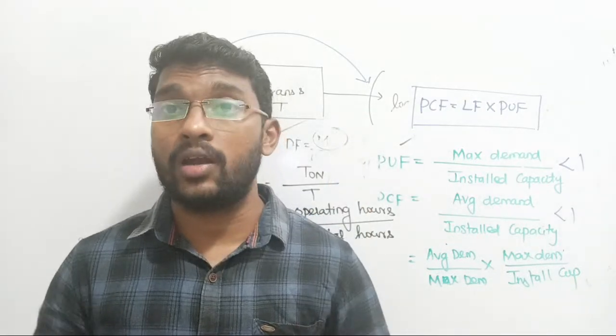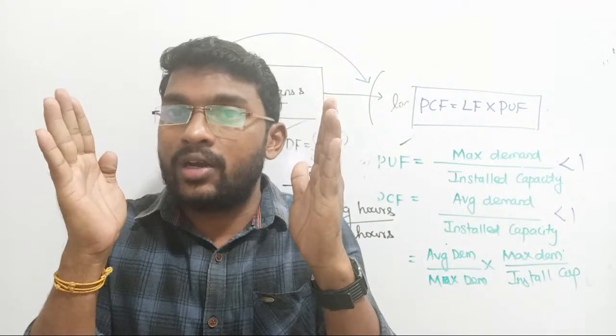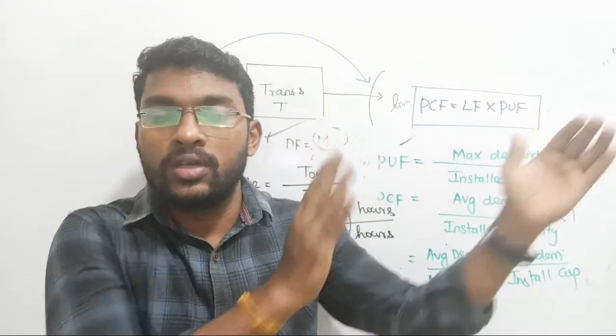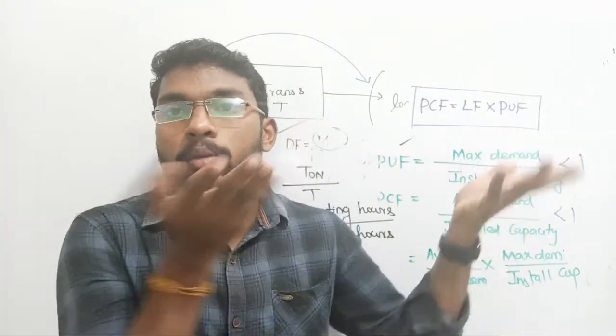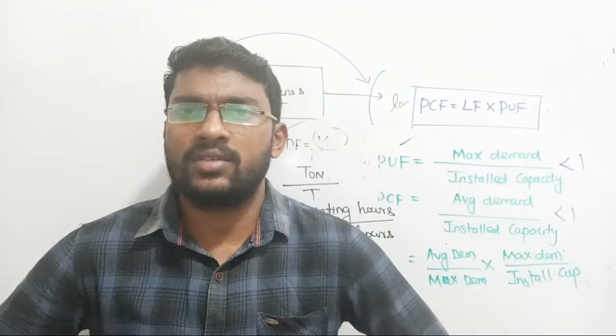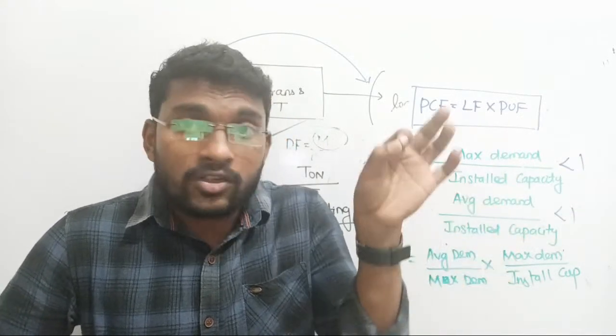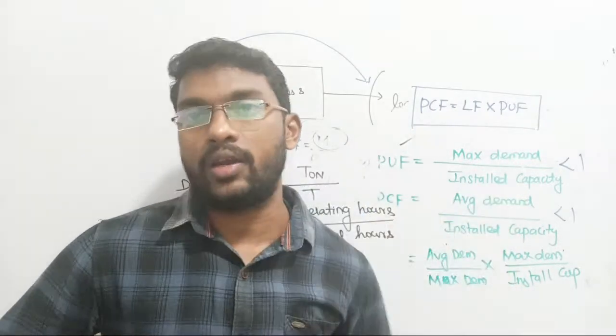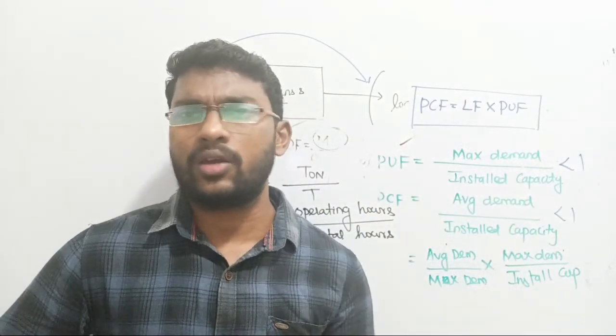Coming back to the alternator: what is the total capacity of the alternator, and what is the maximum power utilized by the loads? Installed capacity minus maximum demand is nothing but the reserve capacity. Yes or no? The maximum demand is the power we are going to consume from the alternator; the rest of the power is conserved, we are not going to utilize it, right?